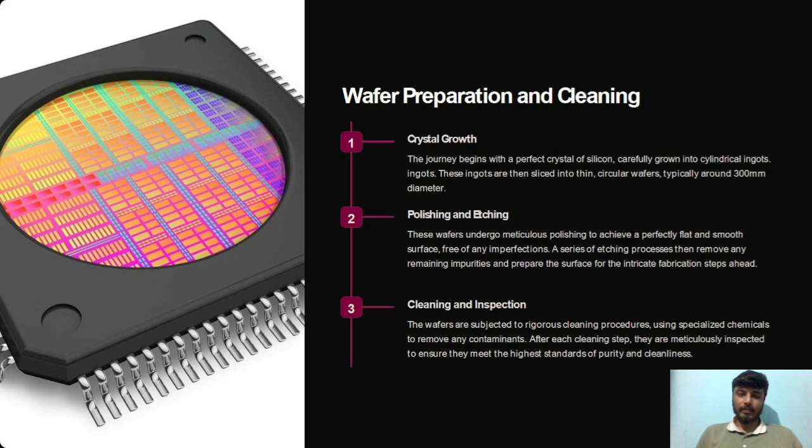Let us see the wafer preparation and cleaning. Crystal growth. The journey begins with a perfect crystal of silicon carefully grown into cylindrical ingots. These ingots are then sliced into thin circular wafers, typically around 300 mm in diameter. These wafers undergo polishing to achieve a perfectly flat and smooth surface, free of any imperfections. A series of etching processes then removes any remaining impurities and prepares the surface for the fabrication steps ahead.